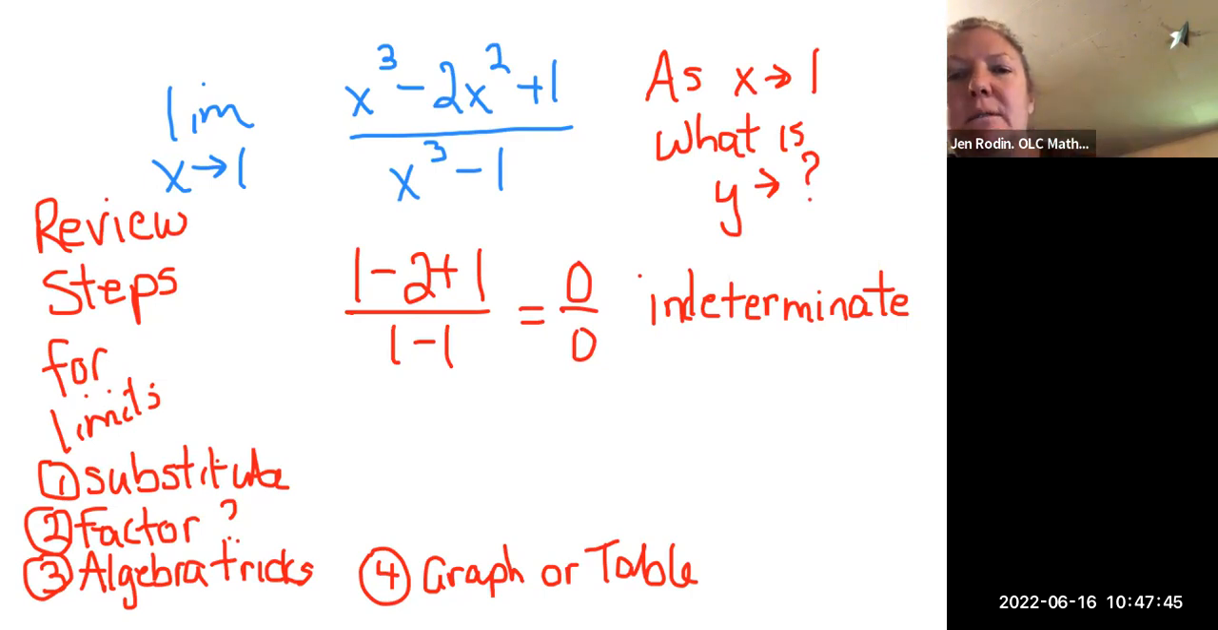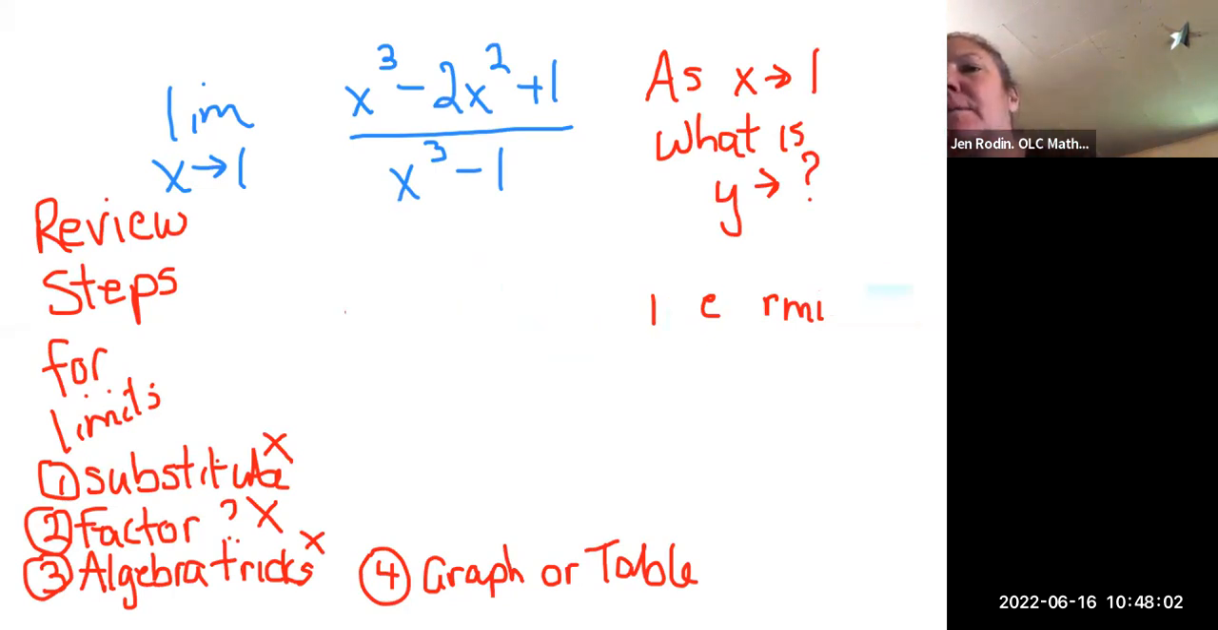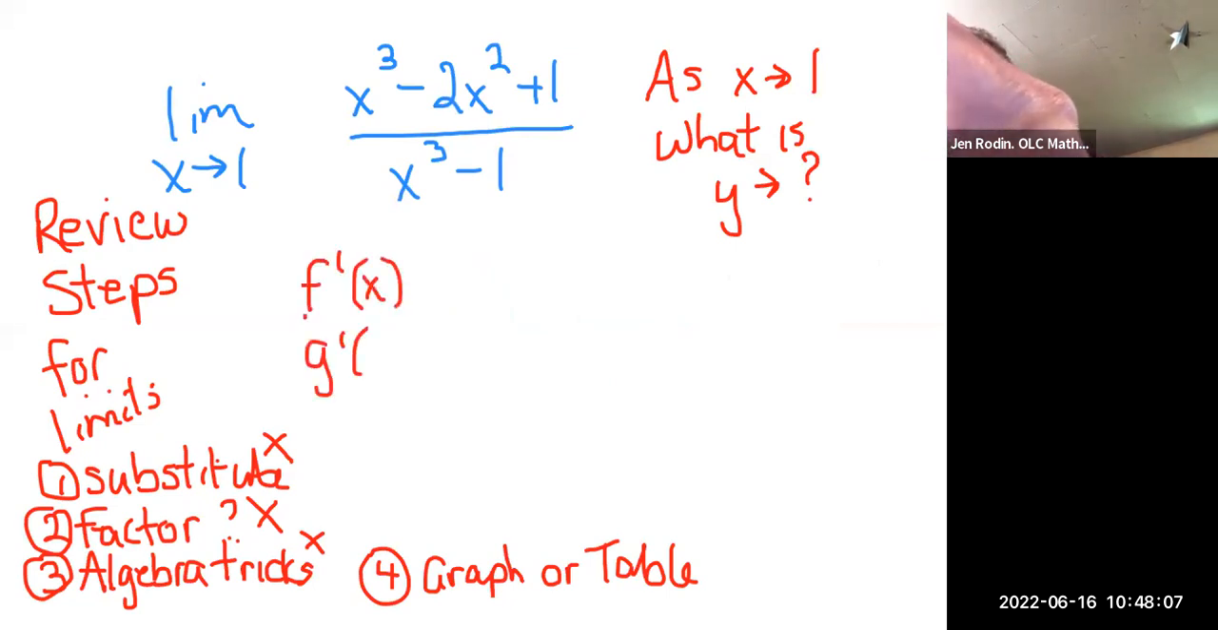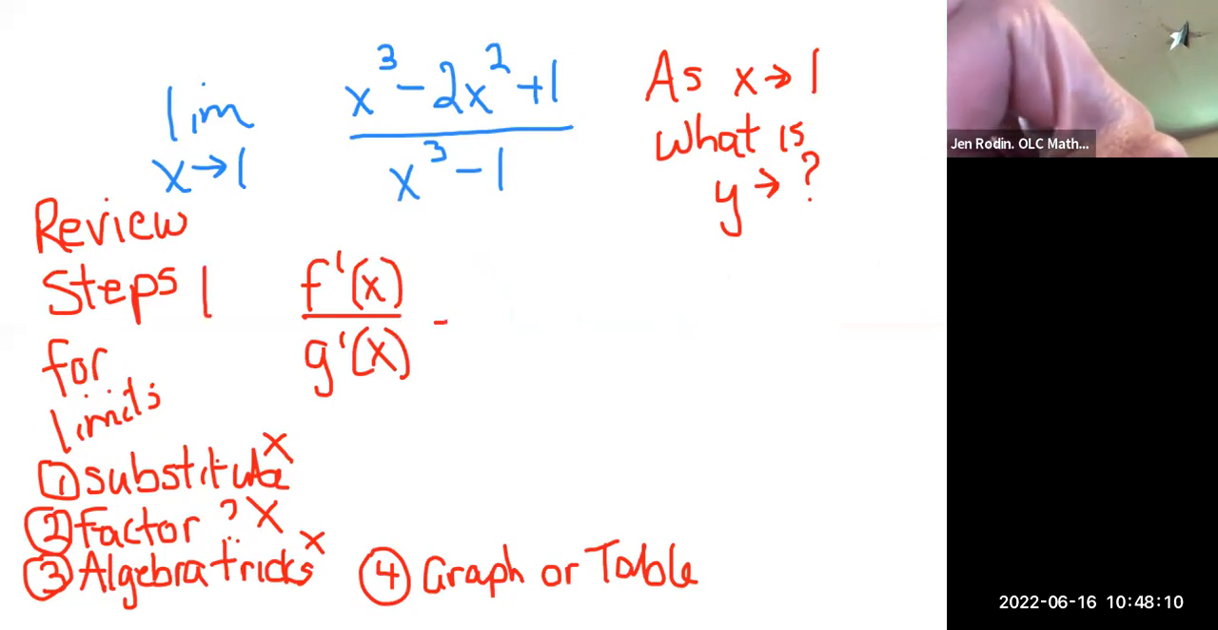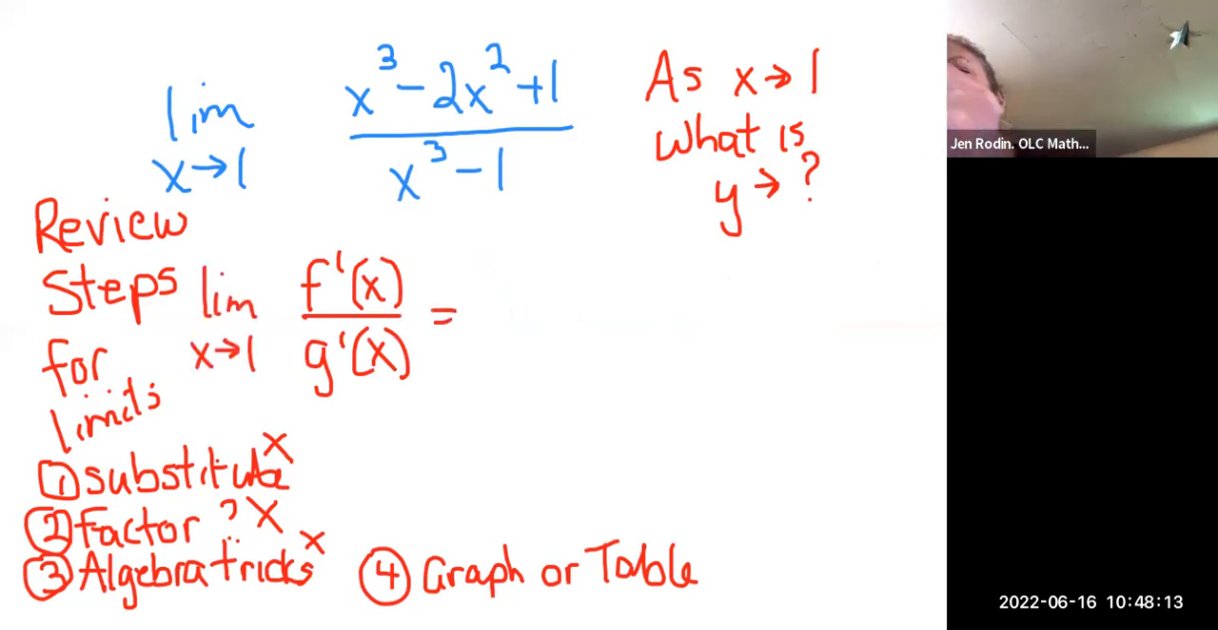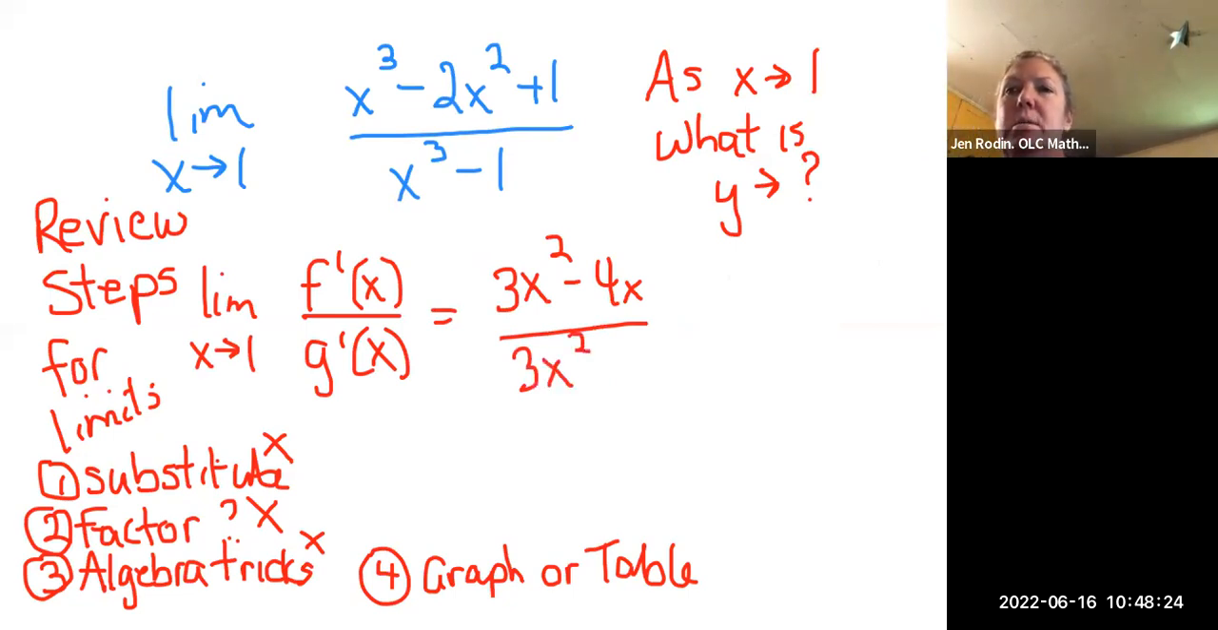I tried to factor it and that didn't work. Direct substitution didn't work. I don't see an algebra trick that I could do or arithmetic. So we'll go on and take the first derivative of the top and bottom. So the derivative of the top and the derivative of the bottom.